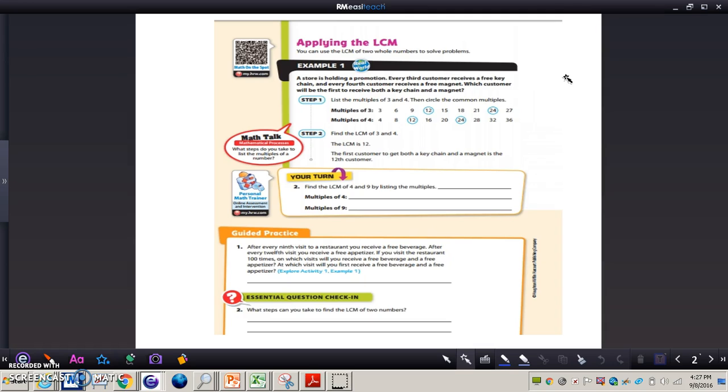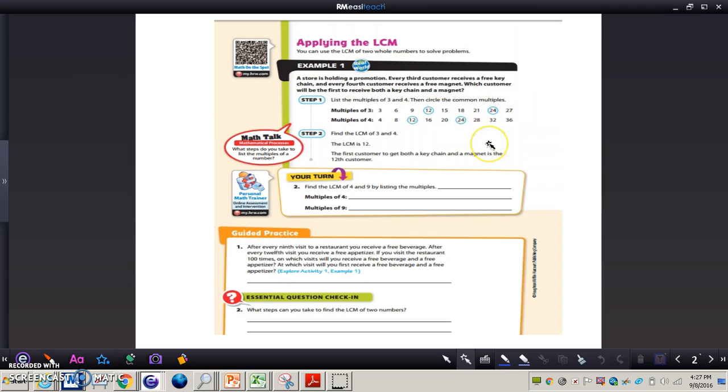So we're taking a look at the multiples of 3. There's not a set amount of numbers that you want to list. I like to do the first anywhere from 7 to 9. So we have 3, 6, 9, 12, 15, 18, 21, 24, 27. So you're basically just skip counting by 3. And the multiples of 4: 4, 8, 12, 16, 20, 24, 28, 32, and 36. So we've got to find the common multiples. You can see 12 and 24.